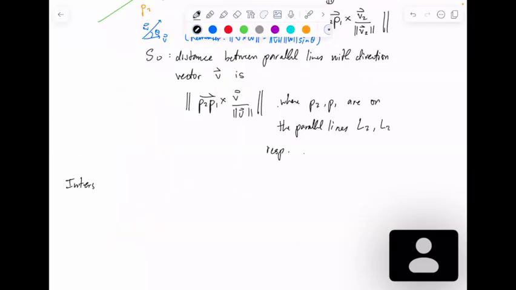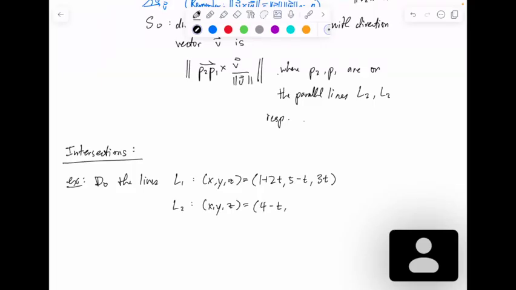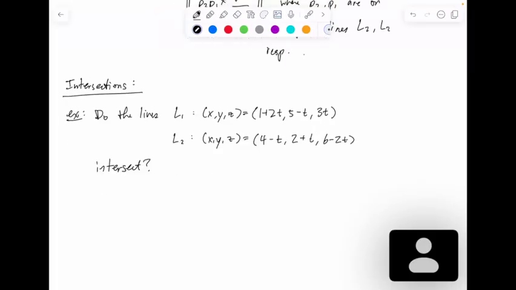So let's take a look at this. Let's do lines L1 given by x, y, z equal to 1 plus 2t, 5 minus t, 3t, and L2 given by 4 minus t, 2 plus t, and 6 minus 2t. Do the lines intersect? How might we solve this problem? It is a system of equations. And let's say, if so, where? So what does it mean for the lines to intersect? Well, they need to occupy the same x, y, and z coordinates, right? At some point, at some time. So how do I set this up?